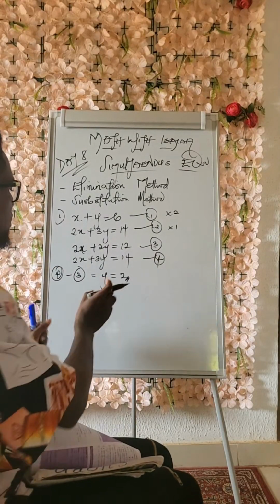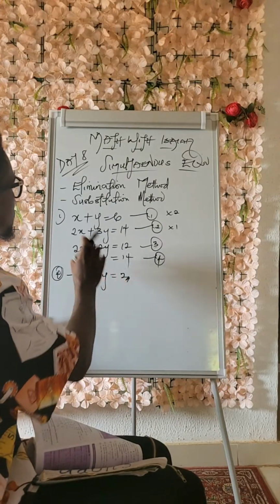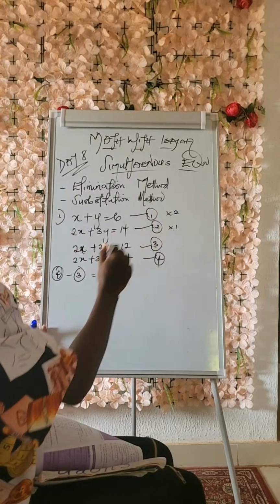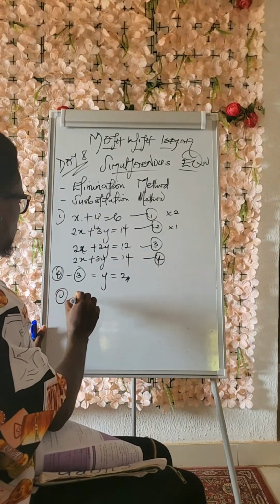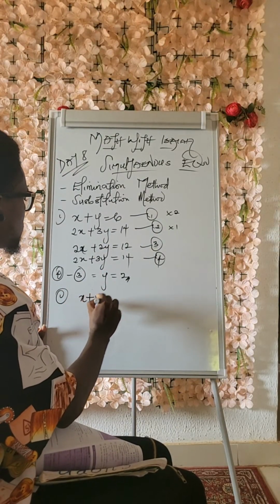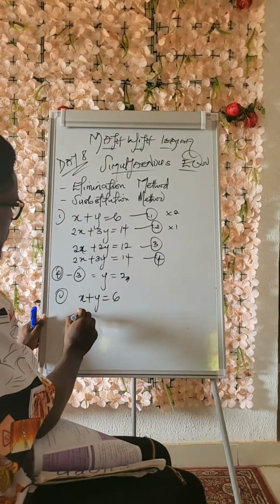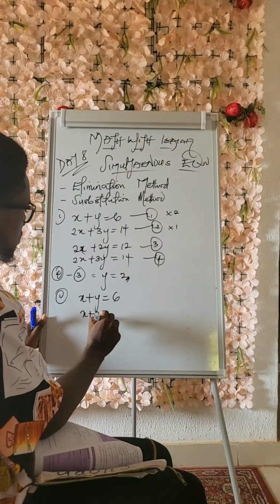What's next? So whatever you now get for y, you can now substitute it inside any of these equations. We already know that y is 2. Now take equation 1 for instance. X plus y equals 6. Now what is y? Y is 2.